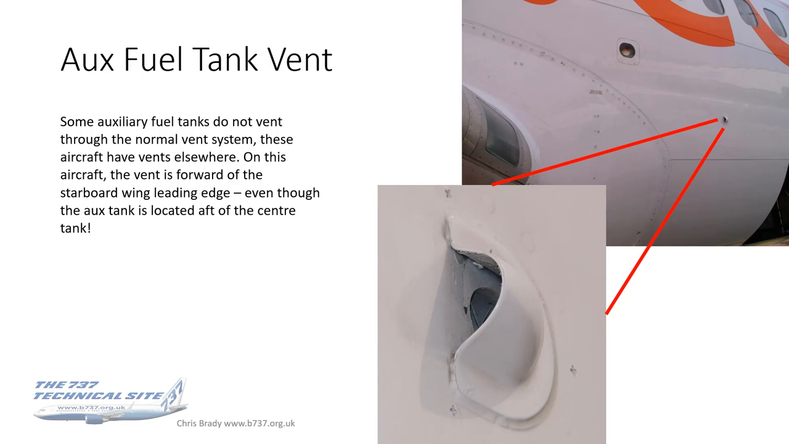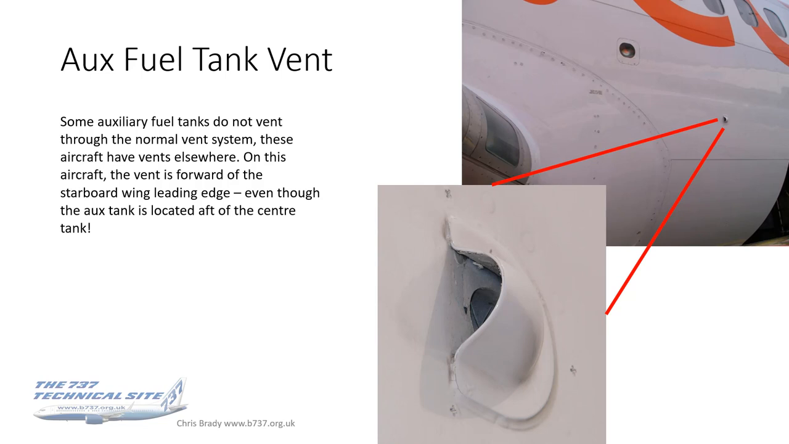The bizarre thing about this, and this confused me for quite a while until I managed to see the drawings about it, is that, as you can see on the photo, this vent is actually forward of the center tank. The auxiliary tank is actually aft of the center tank. So why on earth the vent is here and not behind the wing, I don't know. I really don't, but trust me, this is the vent for the auxiliary tank, which is behind the wheel well. I'm sure there was a good reason why they put it there, but it's beyond me.